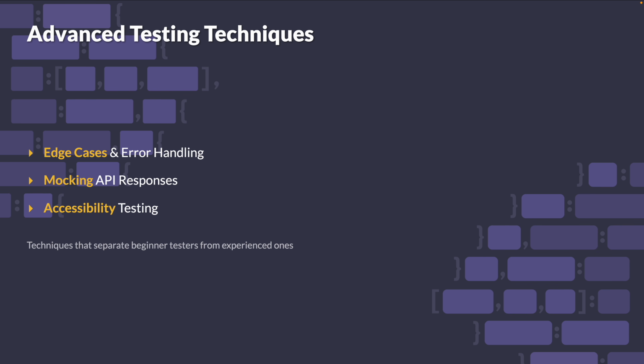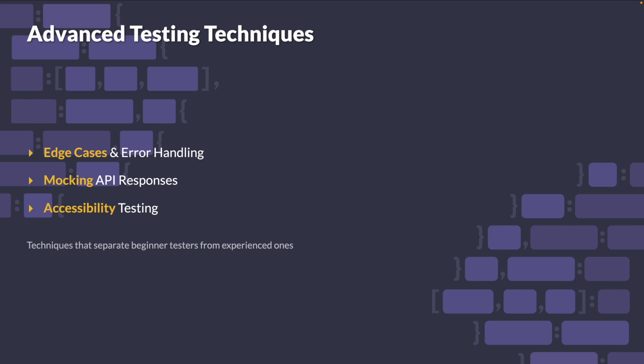Now that you know the basics of writing tests, let's level up. In this section, we'll cover 3 important techniques that separate beginner testers from experienced ones. There's testing edge cases and error handling, mocking API responses, and accessibility testing. These are the techniques you'll actually use on real projects.